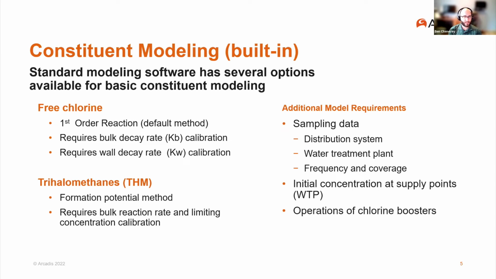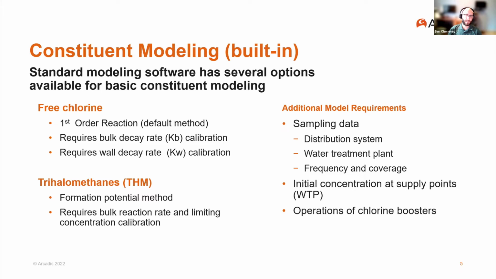So on the free chlorine side, the first order reaction is built into the system. That's the default method that's included in just normal InfoWater or EPANet. And usually you have to specify, for example, a bulk decay rate or a wall decay rate. You have to calibrate those values to the specific system and to the specific water quality conditions. Similarly, you could do THM, but it is limited to a formation potential method. So looking at bulk saturation growth, for example.